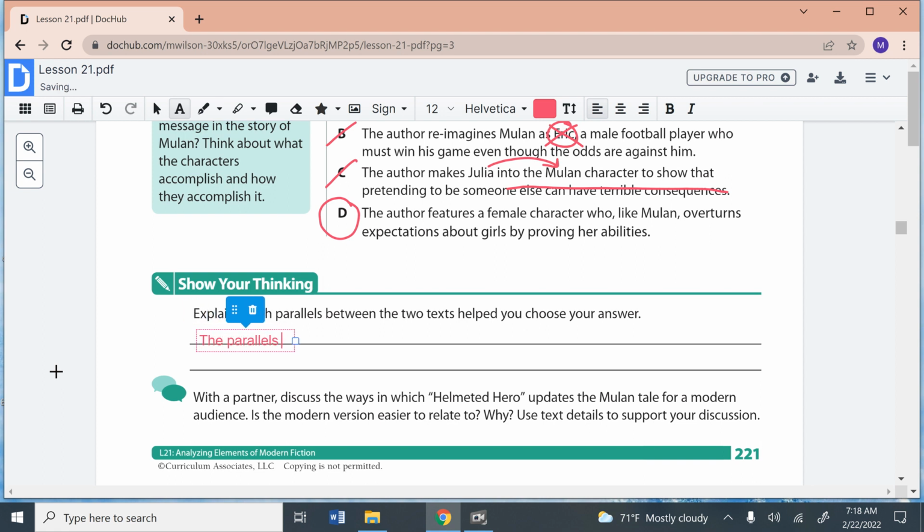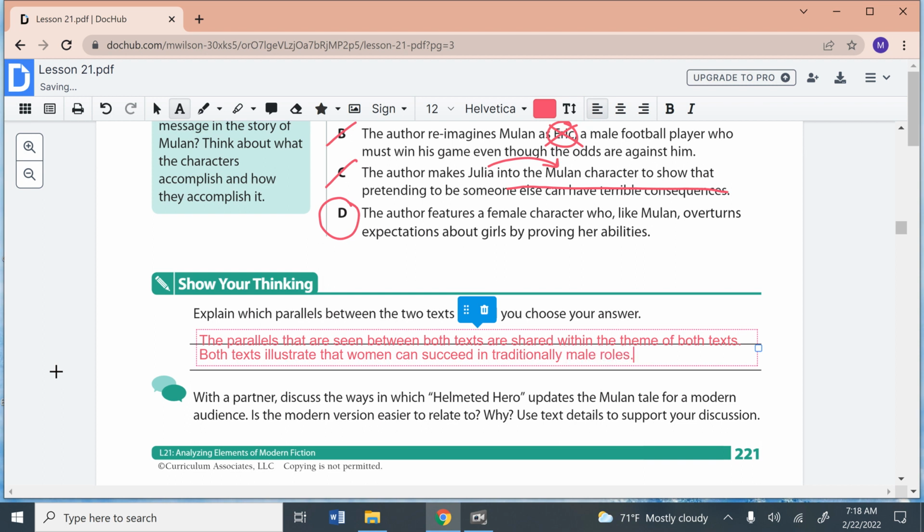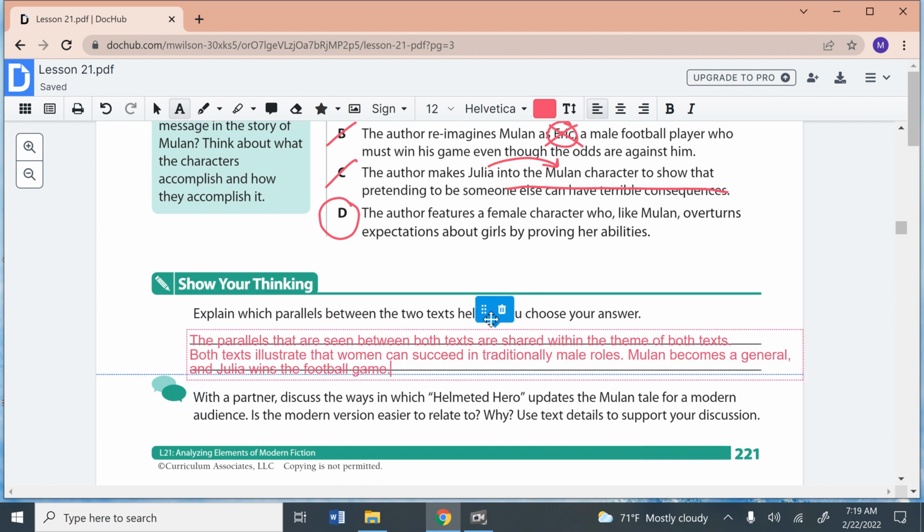So the parallels that are seen between both texts are shared within the theme of both texts. Both texts illustrate that women can succeed in traditionally male roles. Mulan becomes a general, and Julia wins the football game. Okay, so there is our answer. Go ahead and pause and write that in.